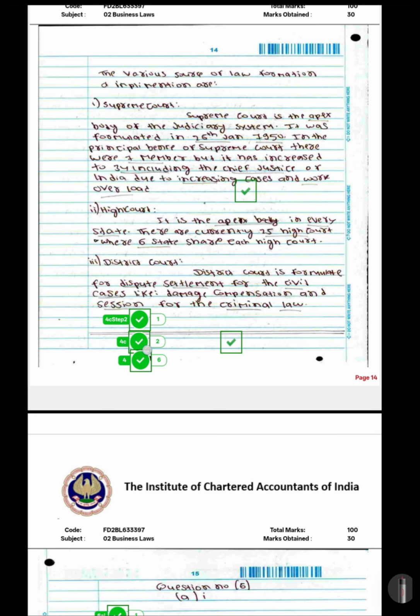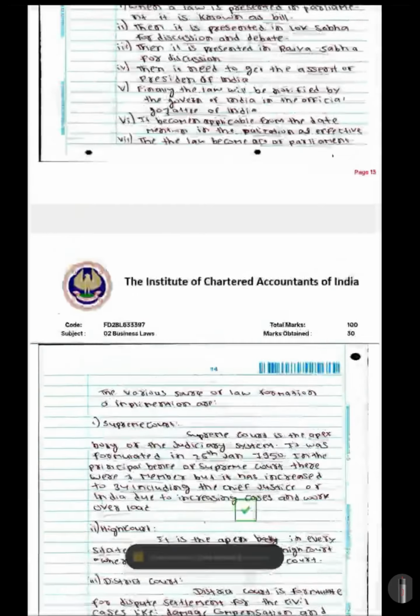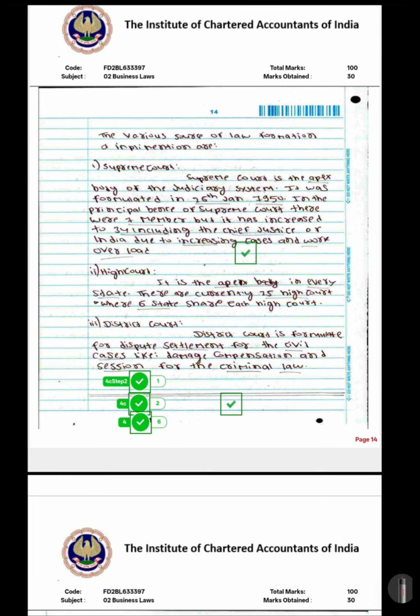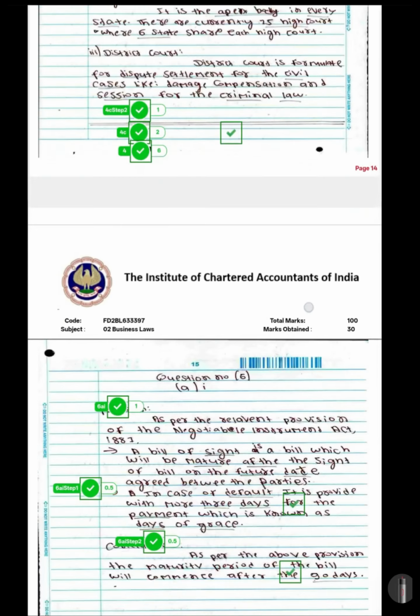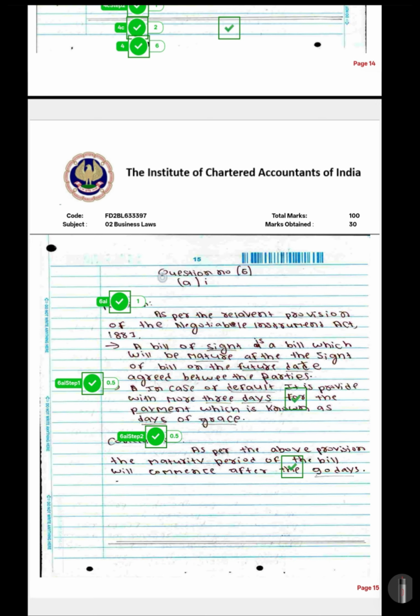So because of that, the checker has allotted me 2 marks out of 6, although I have written 2 pages. But the answer was not relevant to the question, so the checker allotted me 2 marks here. And then after that I went to question number 6, that is 6A.